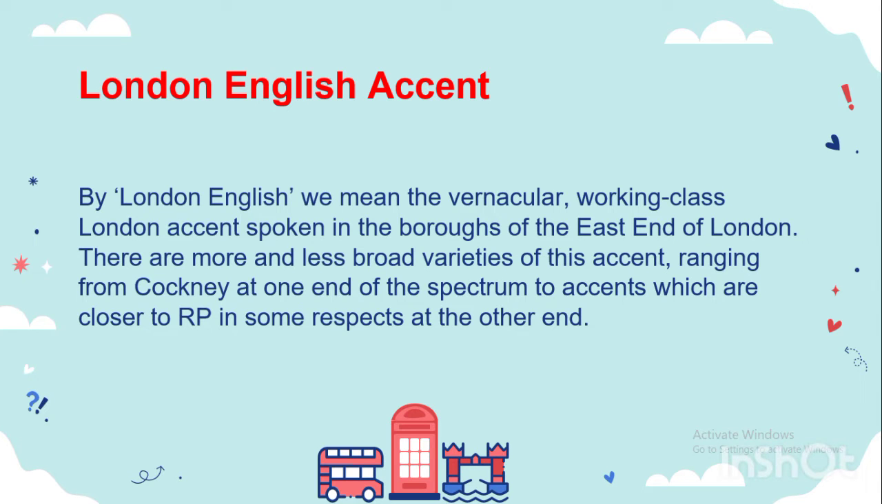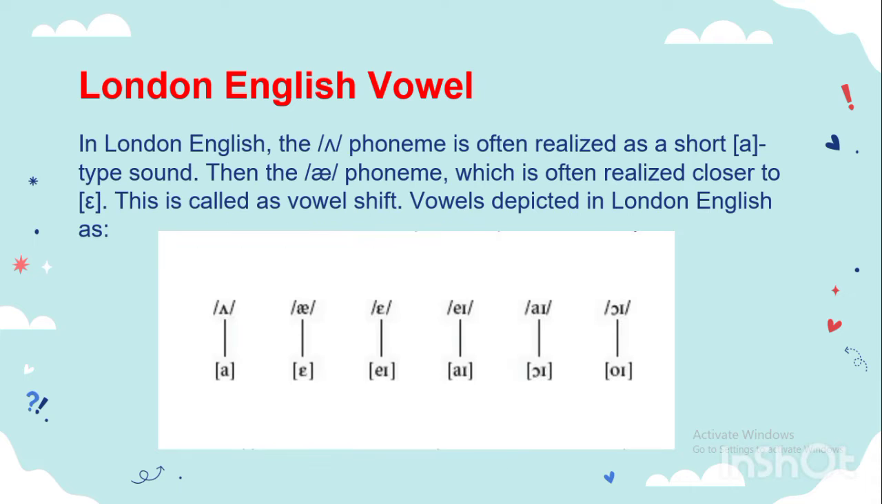London English. Defining the London English accent. By London English, we mean the vernacular working-class London accent spoken in the borough of the East End of London. There are more and less broad varieties of this accent, ranging from Cockney at one end of the spectrum to accents which are closer to RP, or Received Pronunciation, in some respects at the other end.